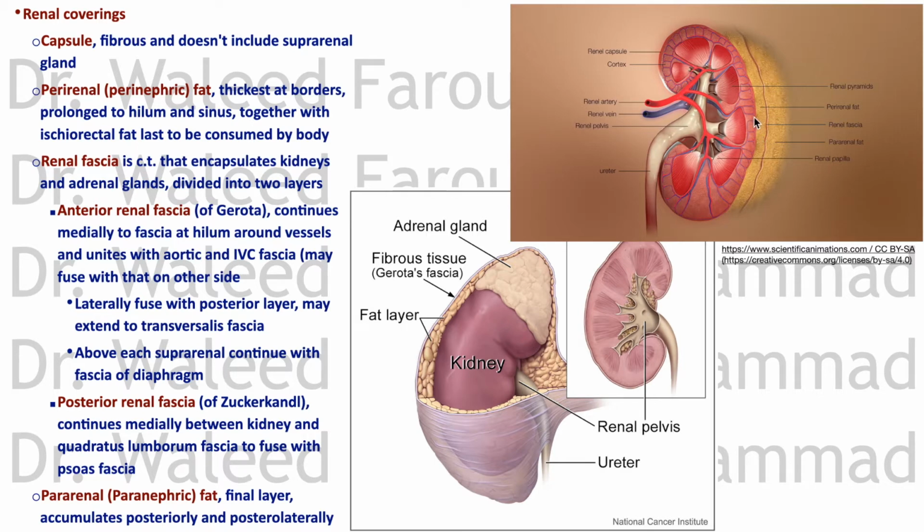Now, after the perinephric fat, we have the renal fascia. The renal fascia includes the kidney and the suprarenal glands. This is a fact that you should know. And it has anterior and posterior layers. The anterior renal fascia continues medially at the hilum and around the vessels, the aorta and inferior vena cava, and it may be continuous with the fascia of the opposite side.